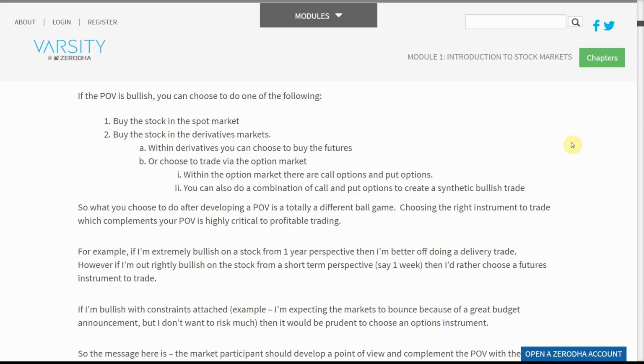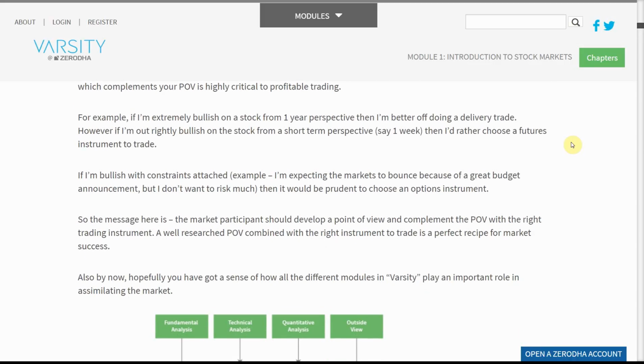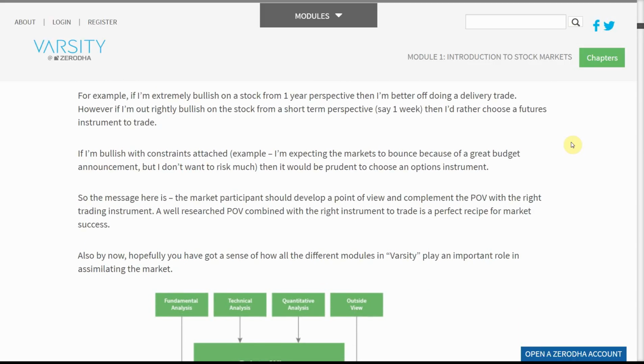So what you choose to do after developing a POV is a totally different ballgame. Choosing the right instrument to trade which complements your POV is highly critical to profitable trading. For example, if I'm extremely bullish on a stock from a 1 year perspective, then I'm better off doing a delivery trade. However, if I'm outrightly bullish on the stock from a short-term perspective, say 1 week, then I'd rather choose a futures instrument to trade. If I'm bullish with constraints attached, for example, I'm expecting the markets to bounce because of a great budget announcement, but I don't want to risk much, then it would be prudent to choose an options instrument.